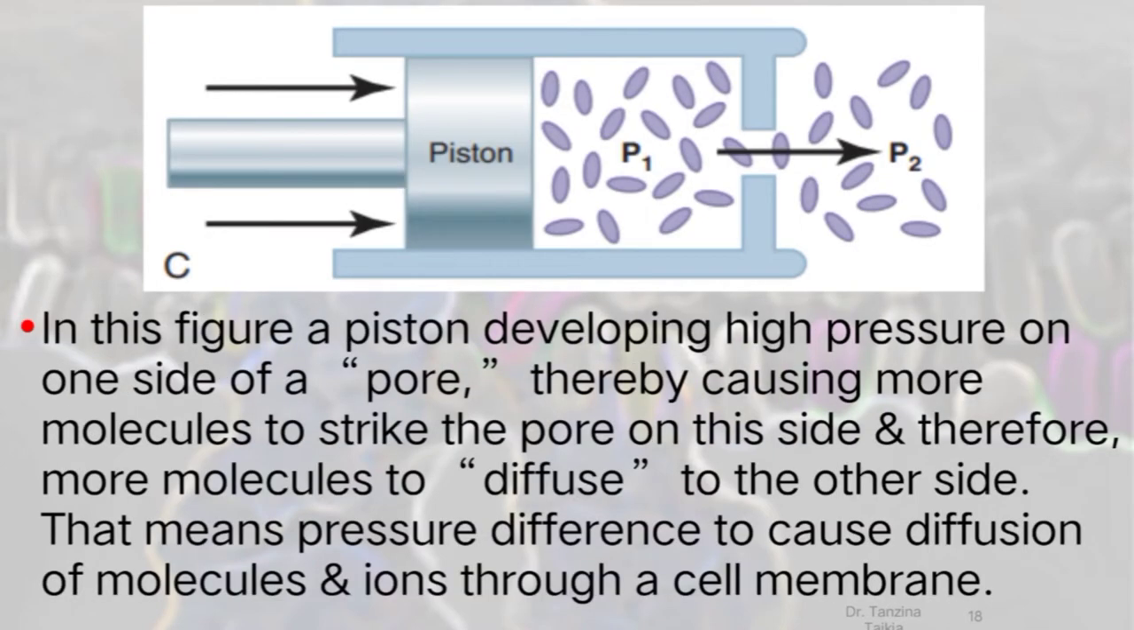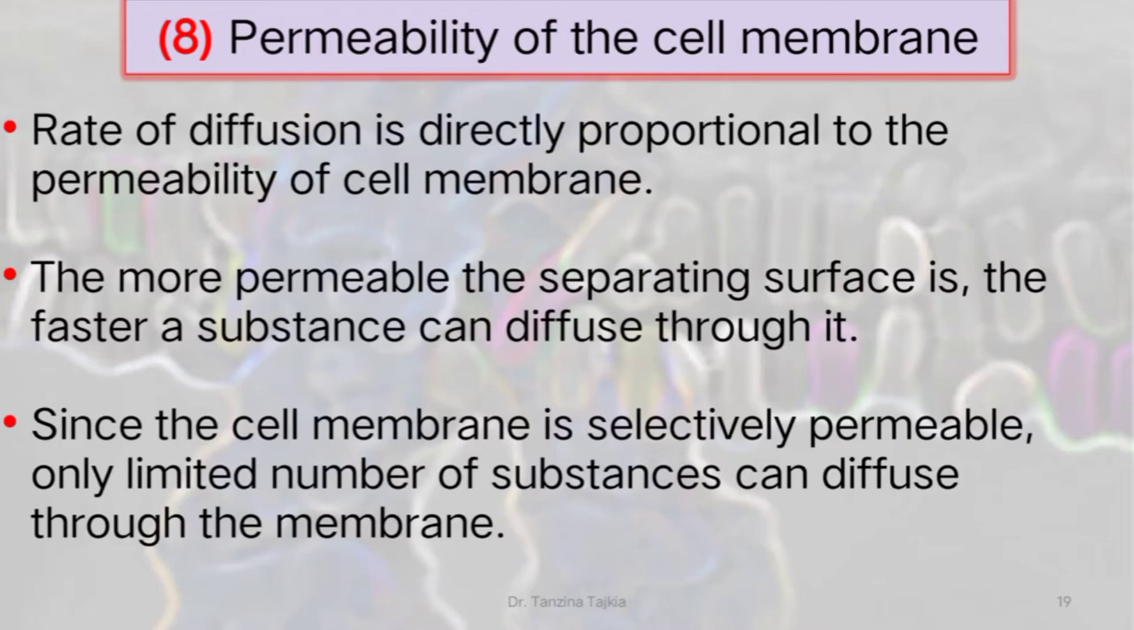In this figure, a piston develops high pressure on one side of a pore, thereby causing more molecules to strike the pore on this side. Therefore, more molecules diffuse to the other side. That means a pressure difference can cause diffusion of molecules and ions through a membrane.